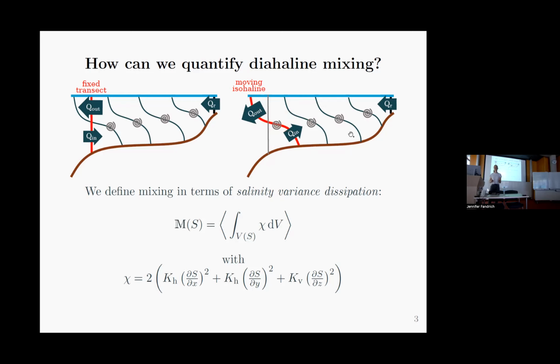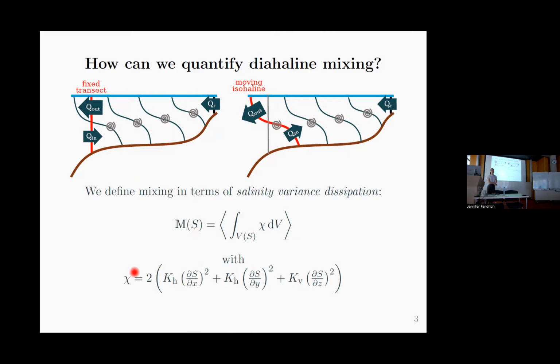And in all our theories, it's important that we first say how we define mixing. We define it in terms of salinity variance dissipation. So we integrate the mixing per unit volume over this entire volume, but we can define it in different ways. And that is what you can see here in the formula.